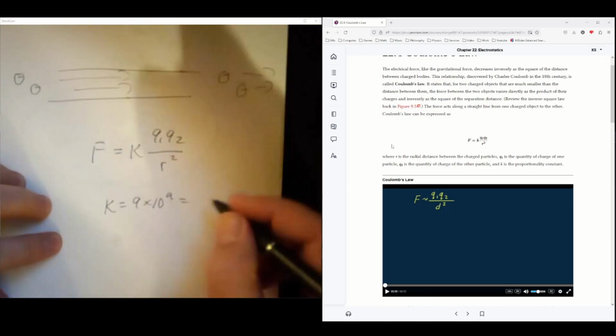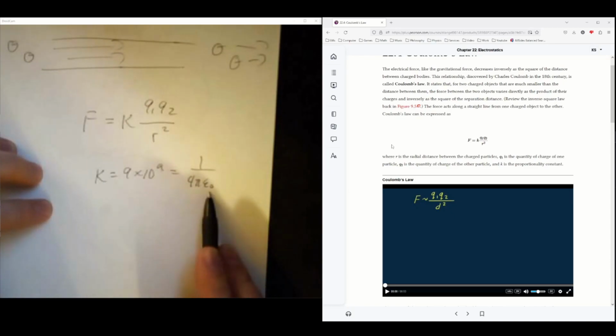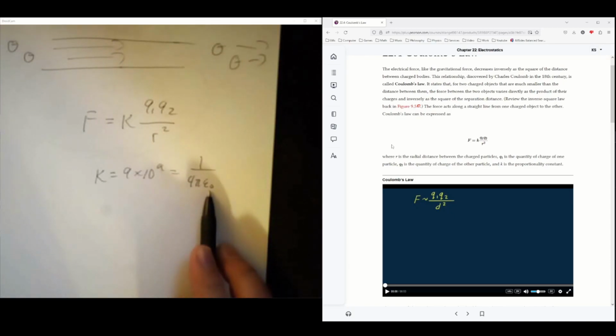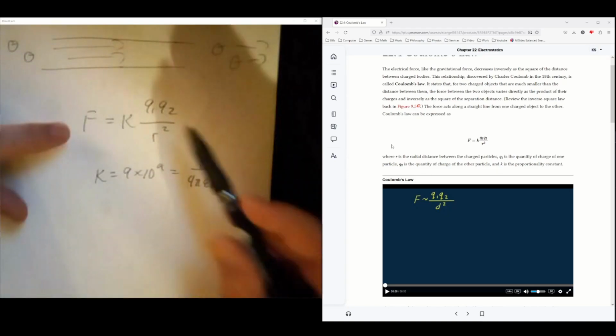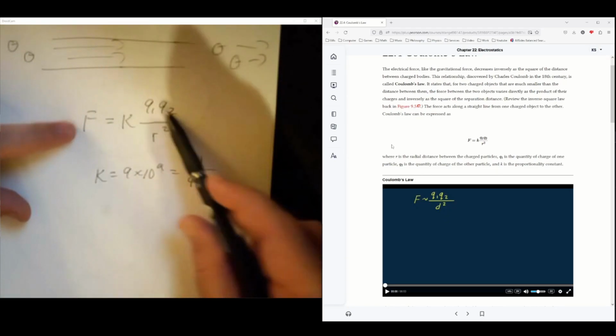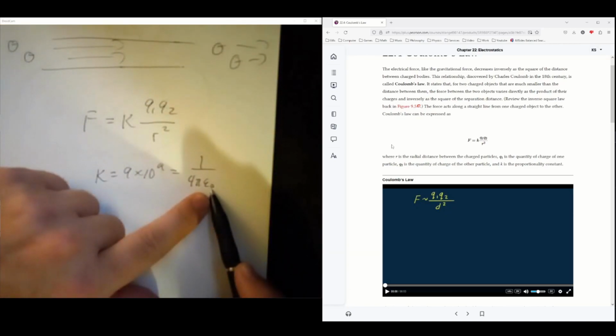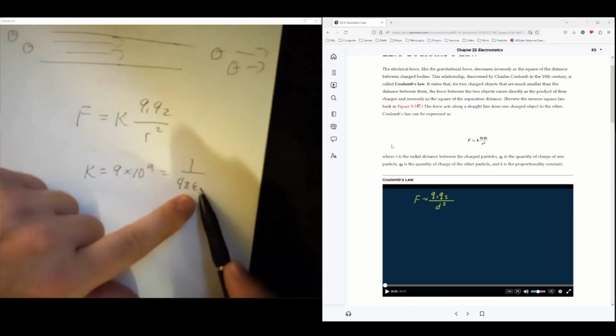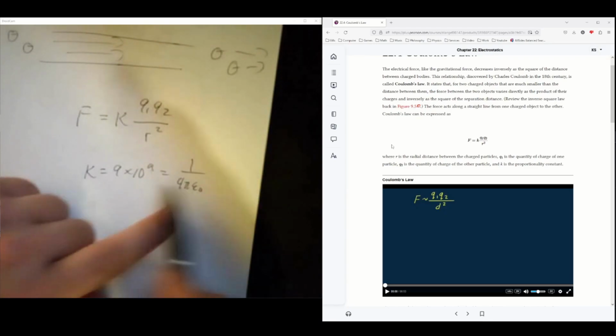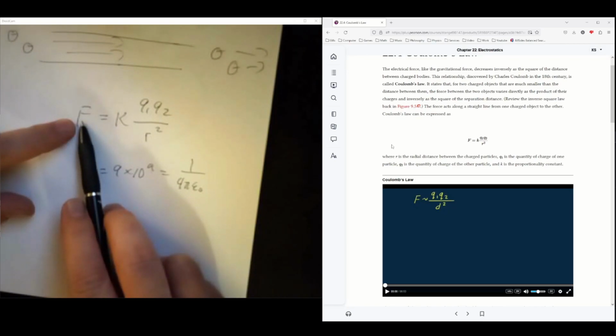K, though, is 1 over 4 pi epsilon naught, where epsilon naught is a physical constant of the universe. So how strong this force is is actually based on this physical constant. If you change this value called epsilon naught, then you change how strong the force is.